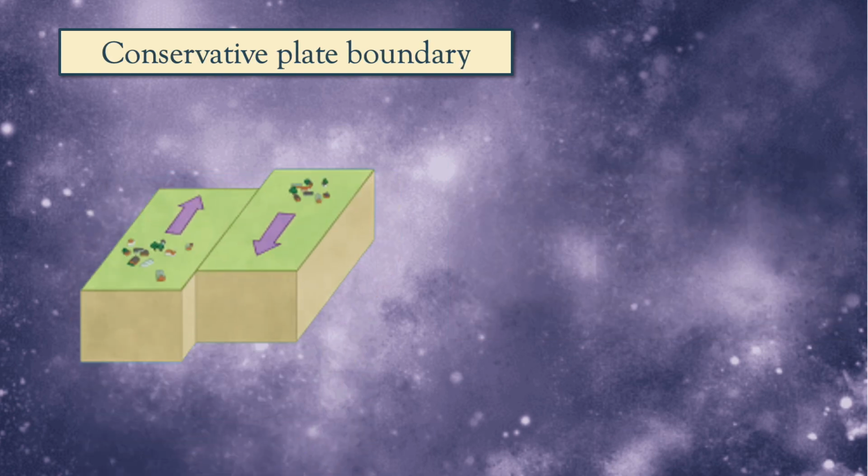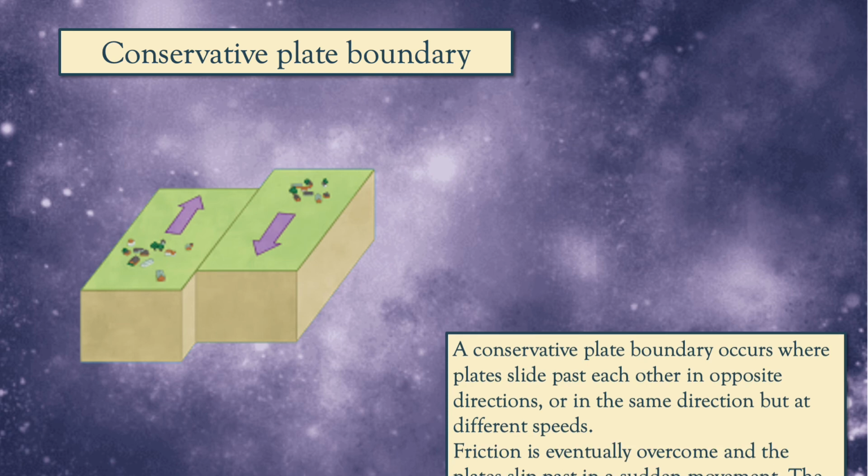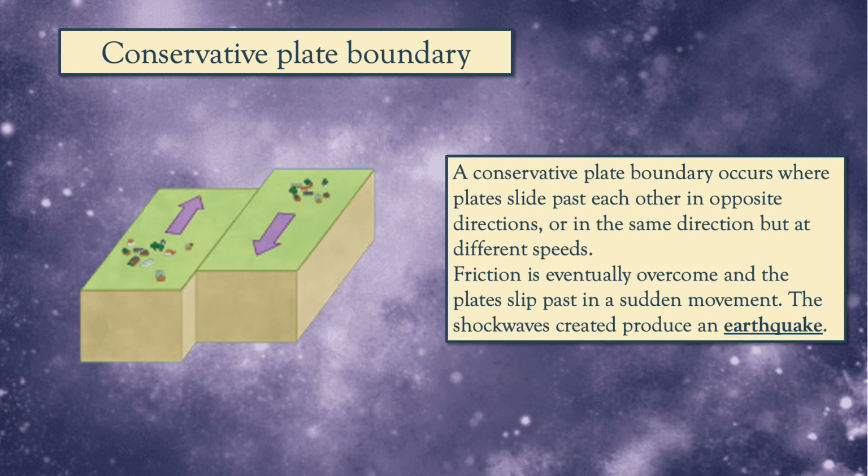Next, we have conservative plate boundaries. A conservative plate boundary occurs where plates slide past each other in opposite directions, or in the same direction but at different speeds. This causes a lot of friction and eventually it is overcome and the plates slip past in a sudden movement. The shock waves create an earthquake.